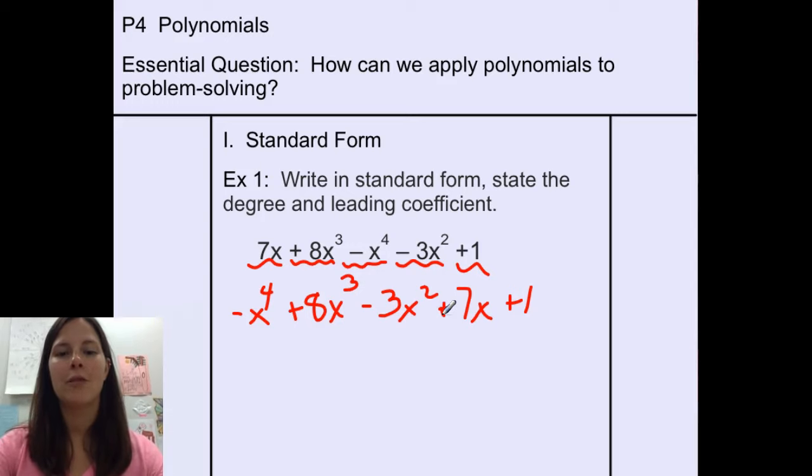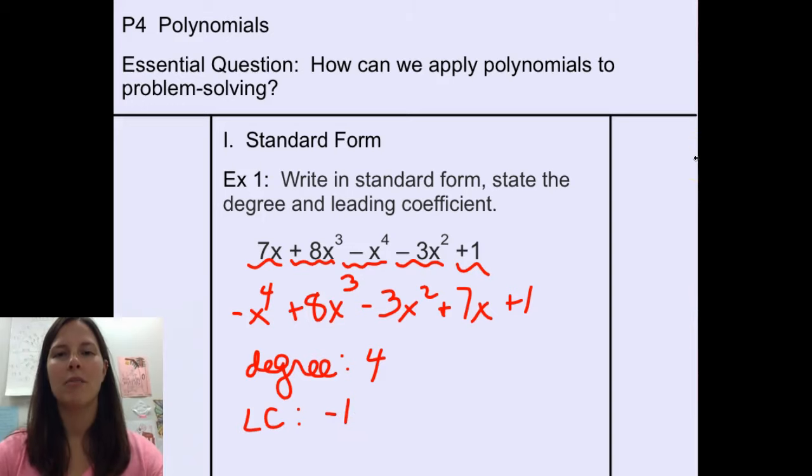Once it's in standard form, the degree is easy to find. It is the power on the first term. So the degree of this polynomial is 4, and the leading coefficient is the coefficient on the first term. In our case, we are multiplying that x to the fourth by a -1, so that becomes our leading coefficient.